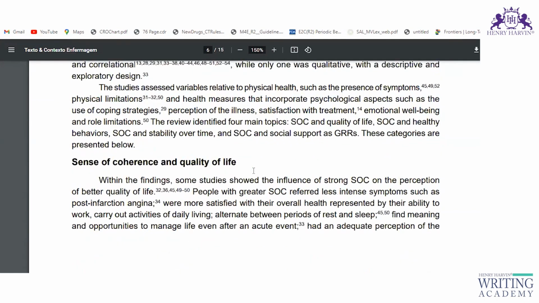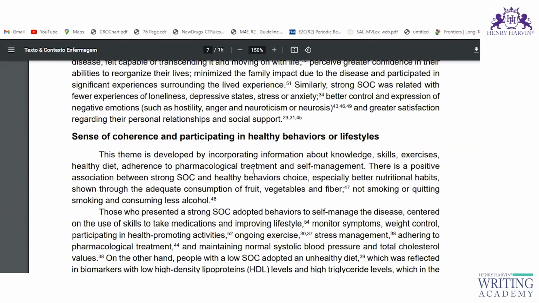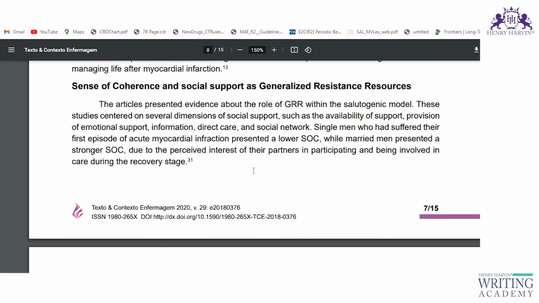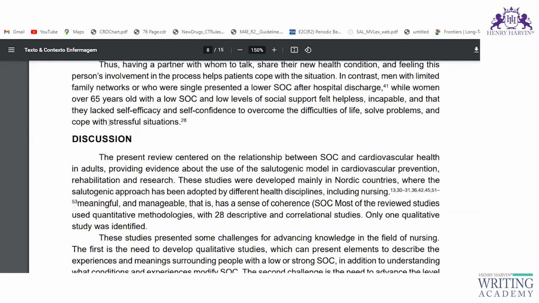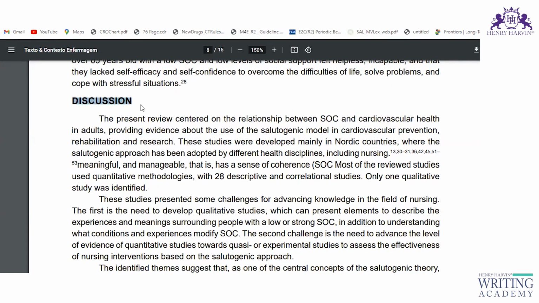Okay, so next we were discussing the next section of the review, that is discussion. In the discussion, you have to write 3 things. Discussion is divided into 3 parts. First is interpretation. What is your interpretation from the studies? You can write your interpretation, your opinion, from the studies.